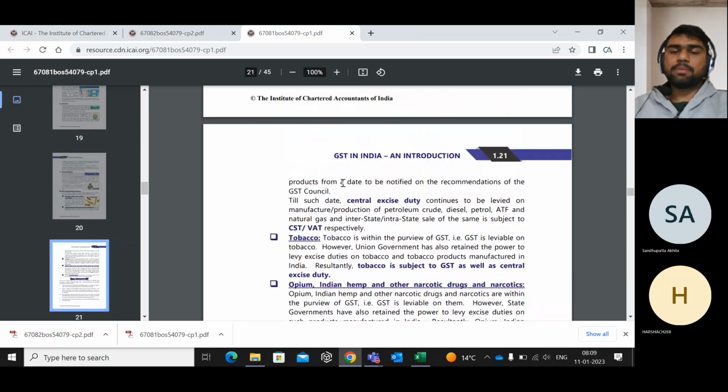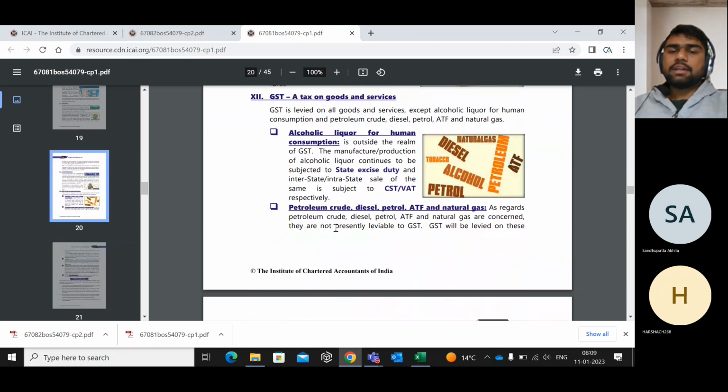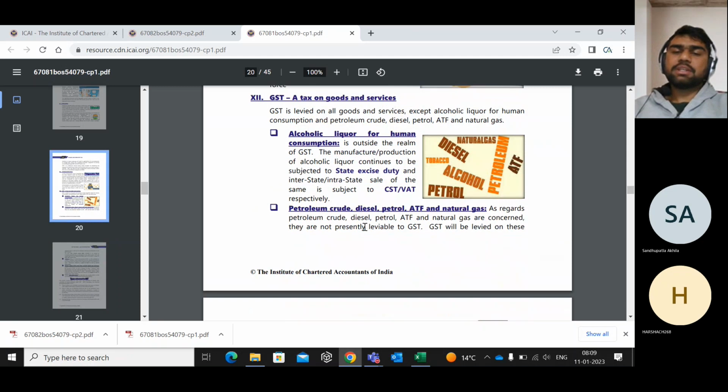That means GST will not be levied here. Not being under the purview of GST means there is excise duty for these, and the local VAT is there. As these goods do not come under GST, they are still liable for excise duty and local state VAT.